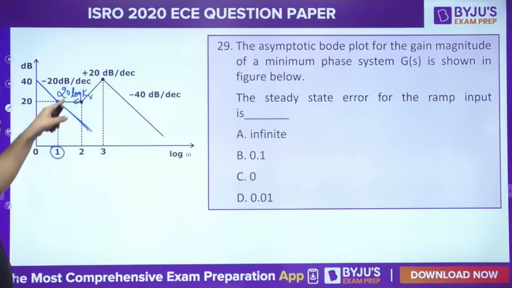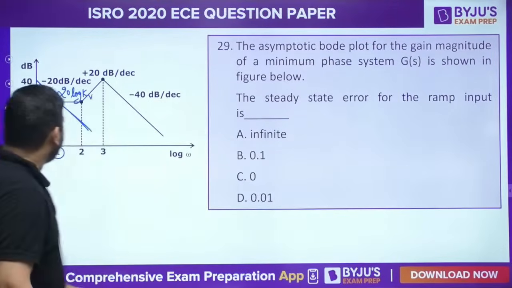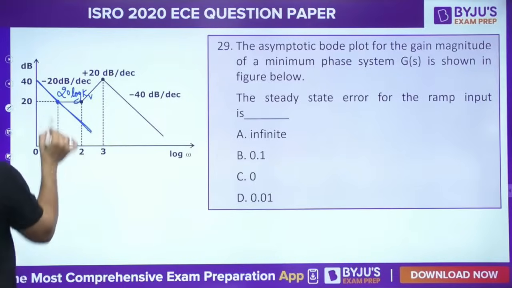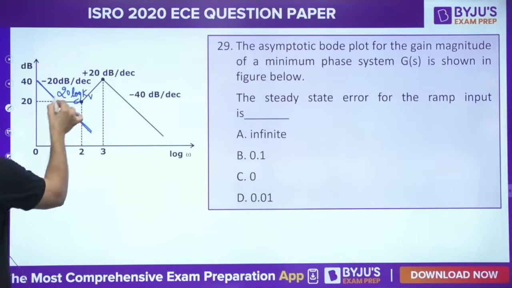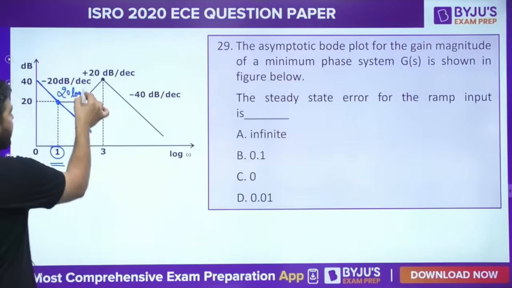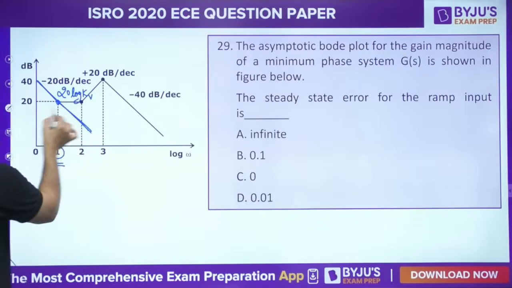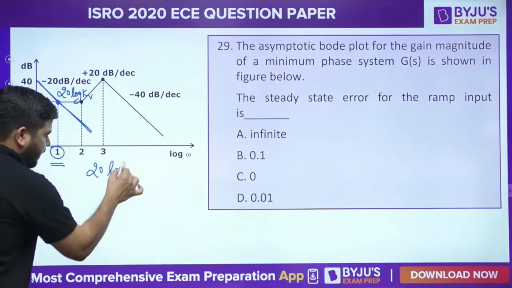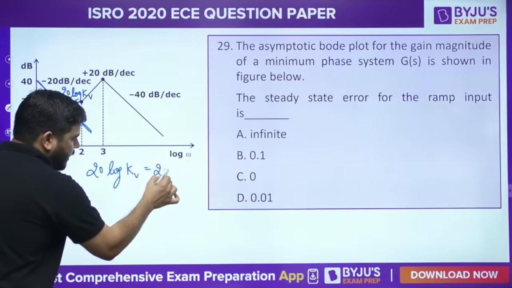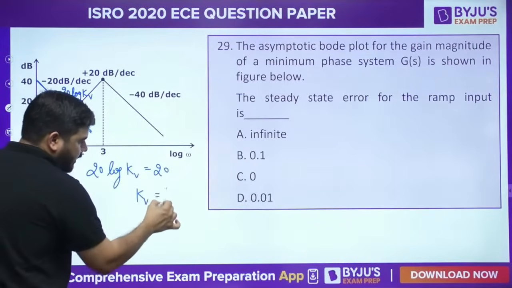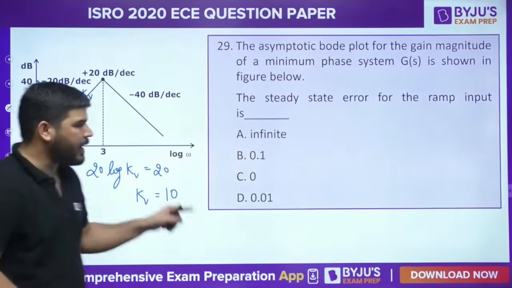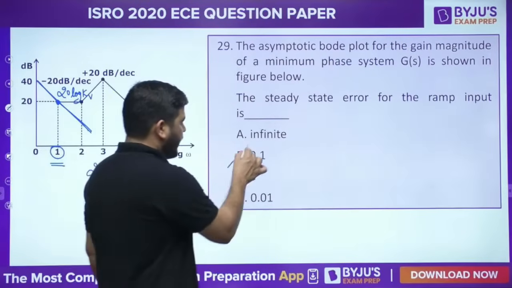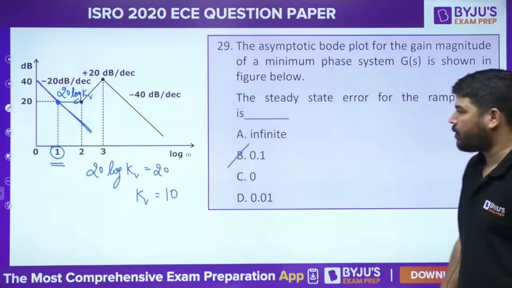In a type 1 system, how do we calculate the velocity error constant? I told you that the height of the first line at omega equal to 1 will give you 20 log Kv. From there you can calculate Kv. This height is already given to us as 20. So Kv came out to be 10. Then the steady state error is 1 over Kv, which is 0.1. The answer is 0.1.